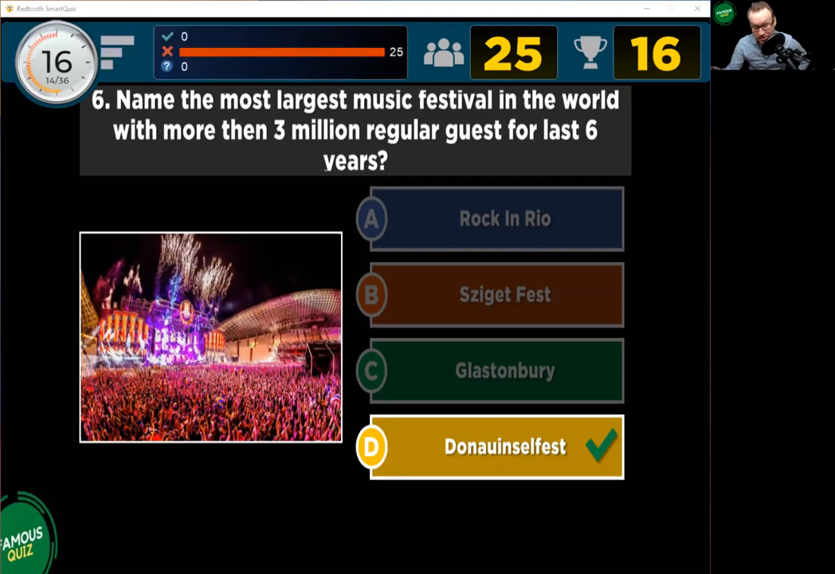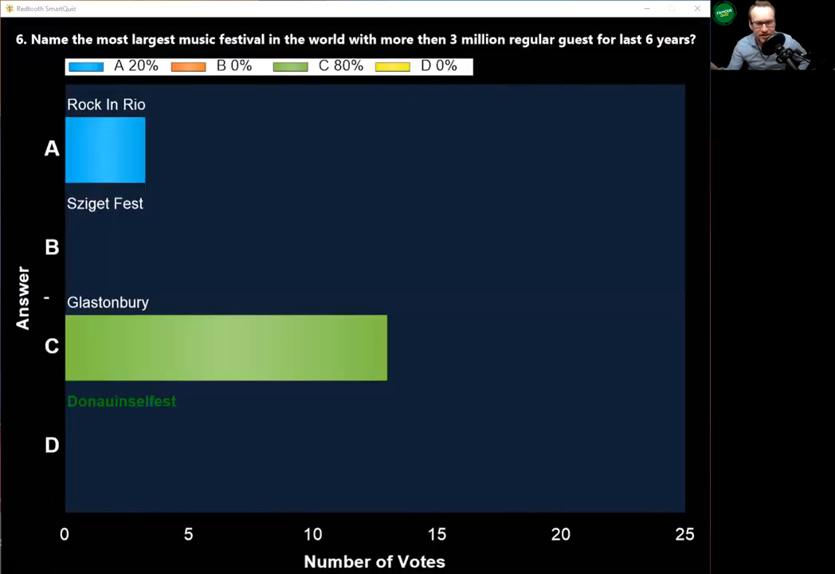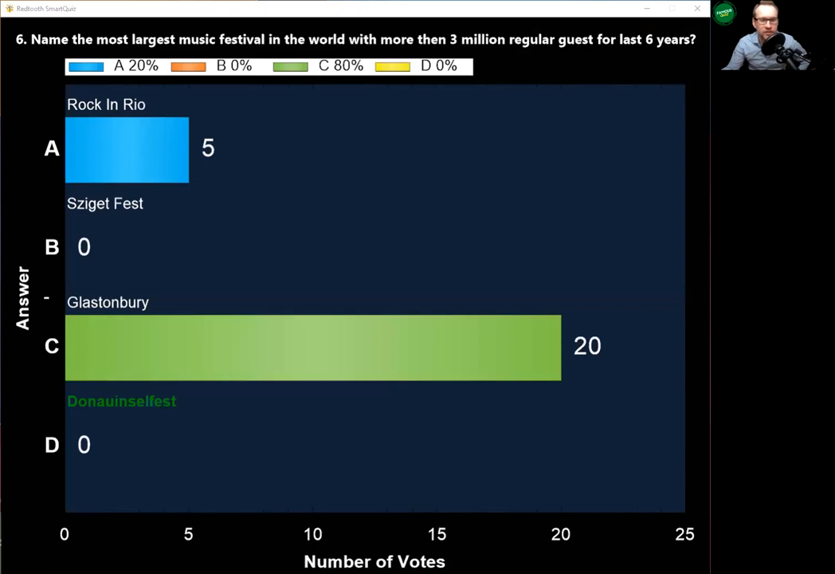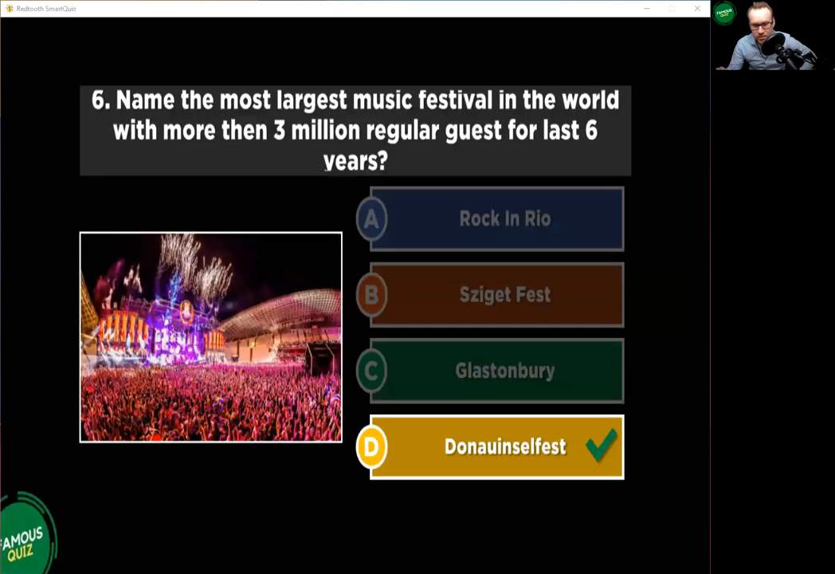Okay. That being said, let's go to the 7th question. Last question in the second round. 25 wrong answers. It's difficult. I really want to see the chart. Okay, let's see the chart. Quick chart. Glastonbury, no. Rock in Rio also not. So Donau Insel Fest, that's the correct one. Okay. Last question.